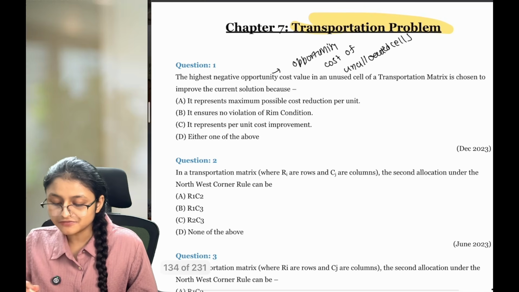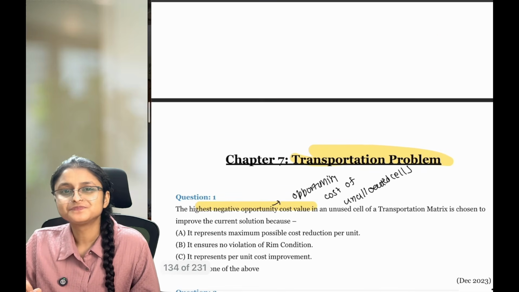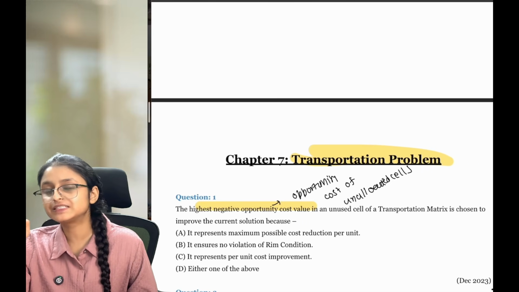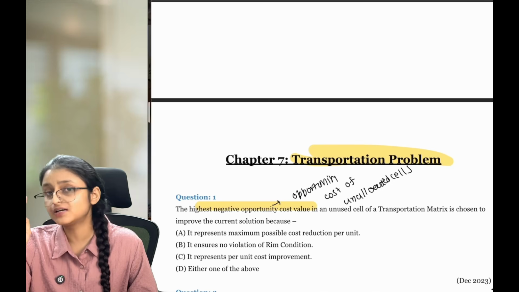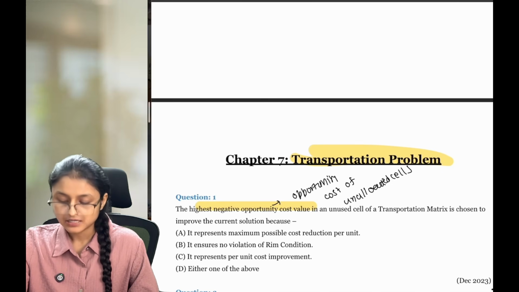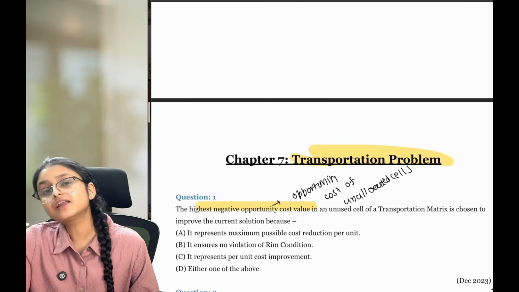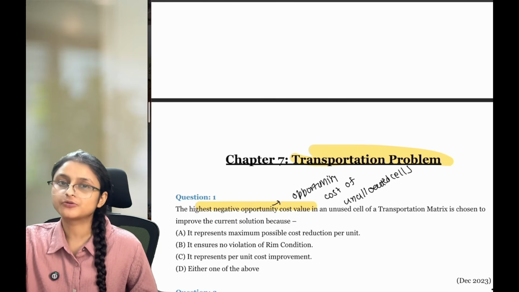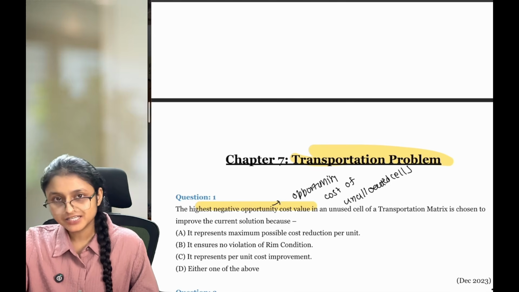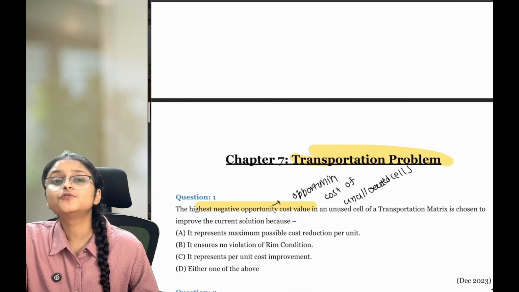The highest negative opportunity cost value. So in a transportation problem, what is opportunity cost value? First, we find out the basic feasible solution by using any kind of method like northwest corner, Vogel's approximation method or least cost method. After getting your basic feasible solution, we check whether m plus n minus 1 is equal to the number of allocations or not. If it is not equal, then you are going to use epsilon for making it equal. If it is equal, then it is a non-degenerate basic feasible solution. You can directly move to optimization.